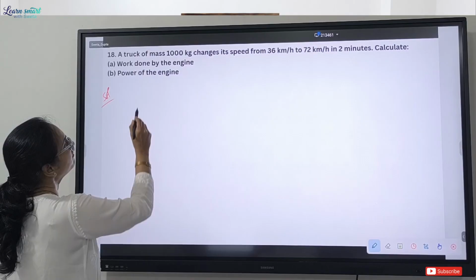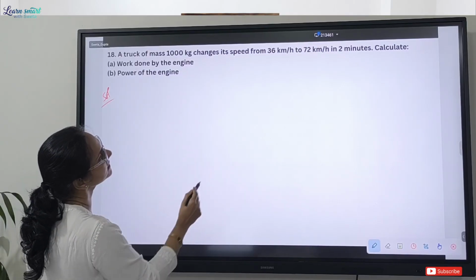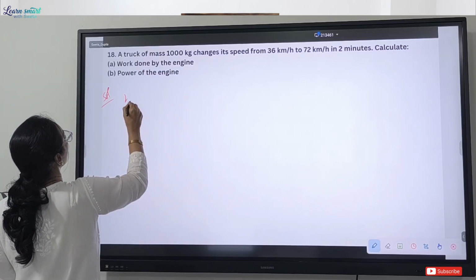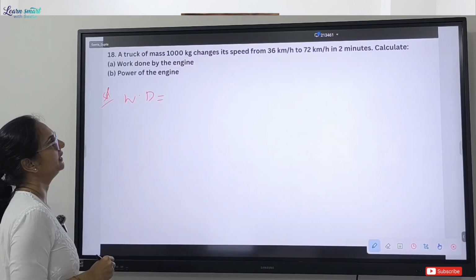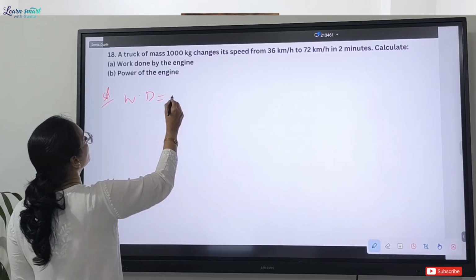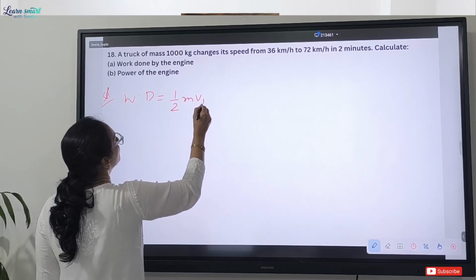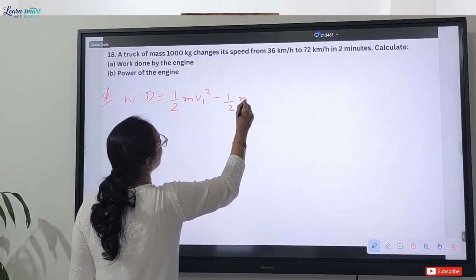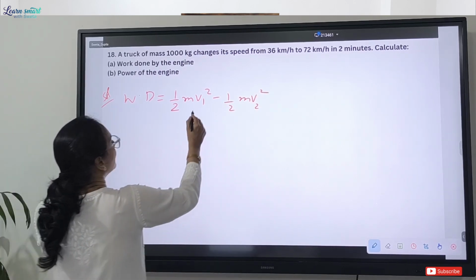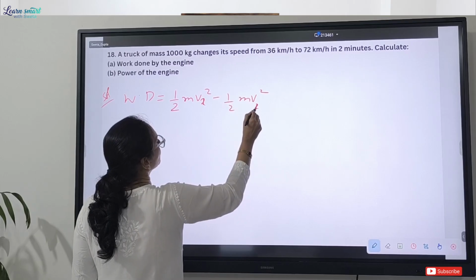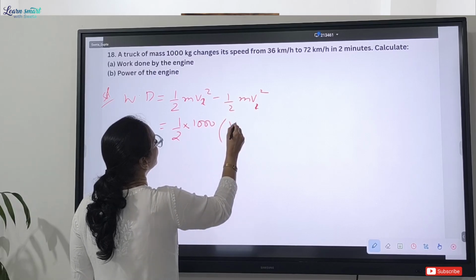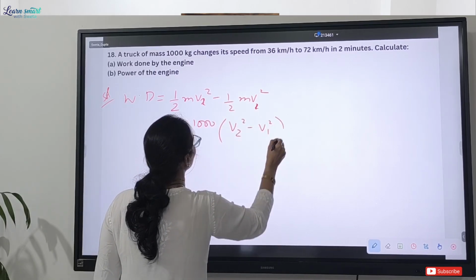Next question. A truck of mass 1000 kg changes its speed from 36 km per hour to 72 km per hour in 2 minutes. Work done by the engine. So we have to calculate work done. Now change in kinetic energy is actually equal to the work done. So work done is equal to half m v1 square minus half m v2 square. So basically final minus initial, and I will write v2 square minus v1 square. Okay. Now half into m is 1000 and in bracket v2 square minus v1 square.